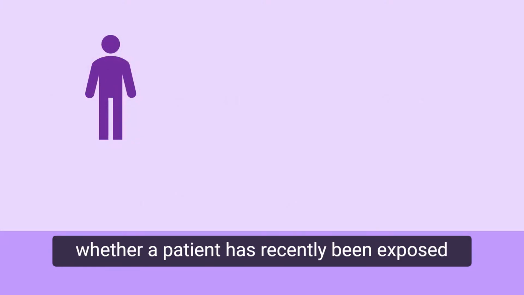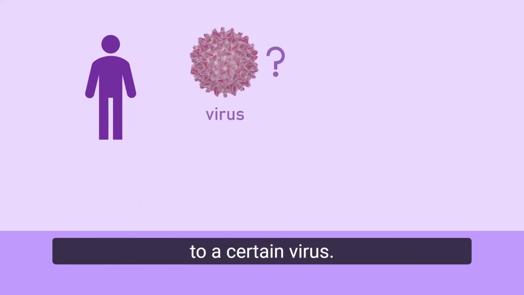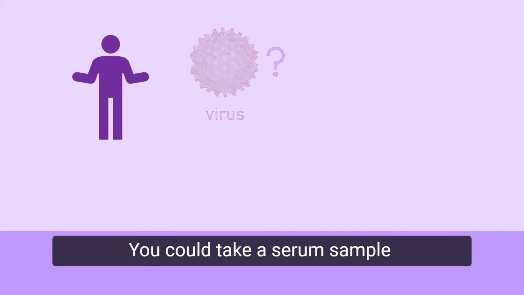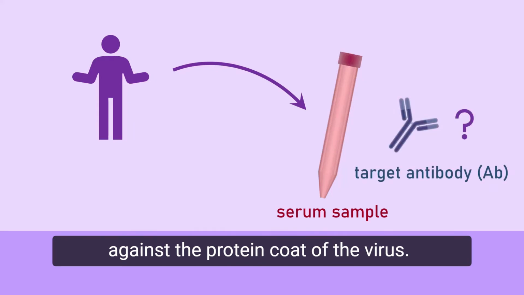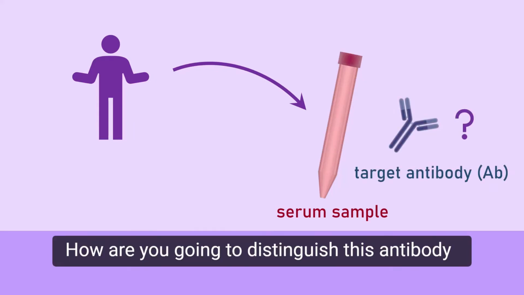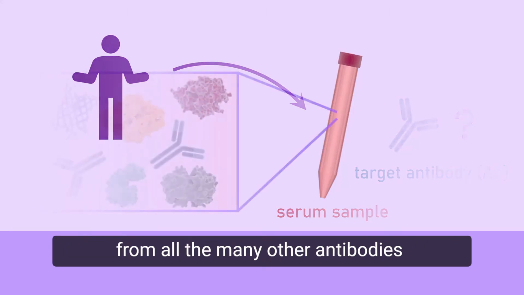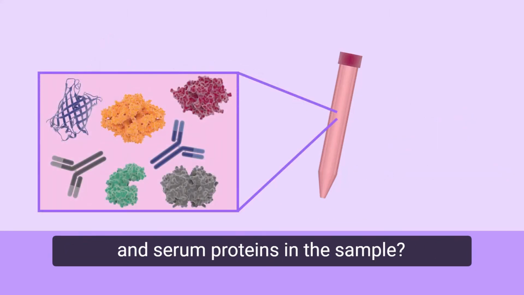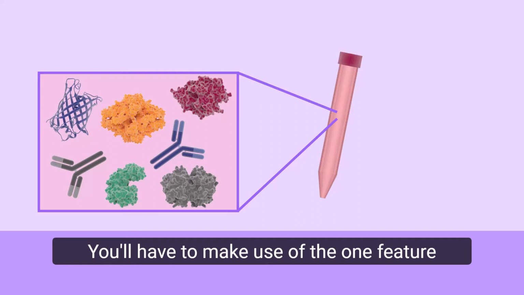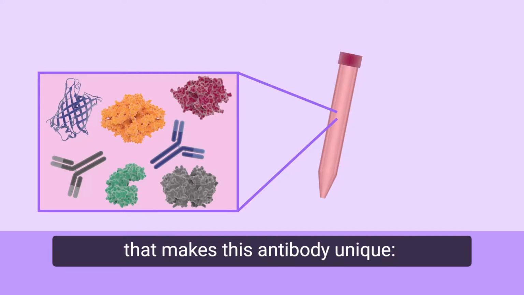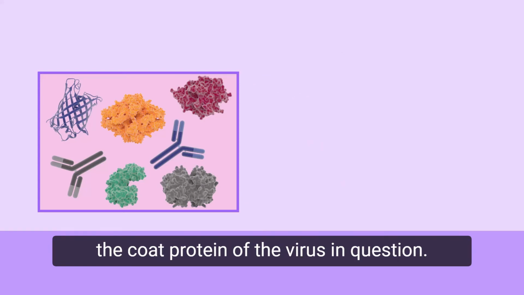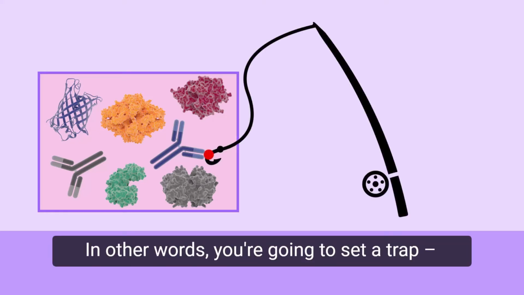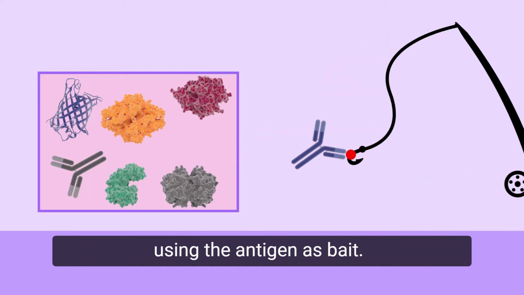Suppose you want to determine whether a patient has recently been exposed to a certain virus. You could take a serum sample and test it for the presence of antibodies against the protein coat of the virus. How are you going to distinguish this antibody from all the many other antibodies and serum proteins in the sample? You'll have to make use of the one feature that makes this antibody unique, its specific binding to its antigen, the coat protein of the virus in question. In other words, you're going to set a trap using the antigen as bait.